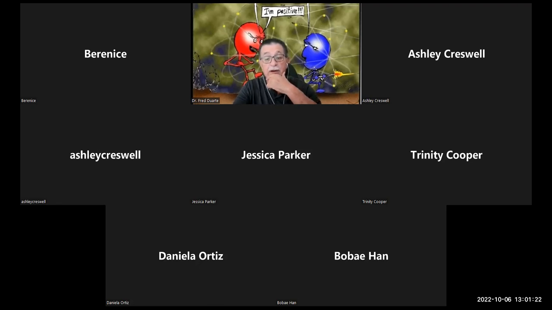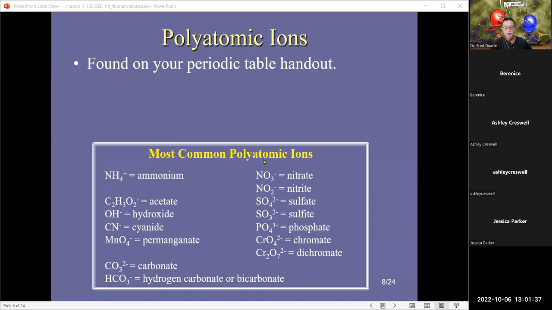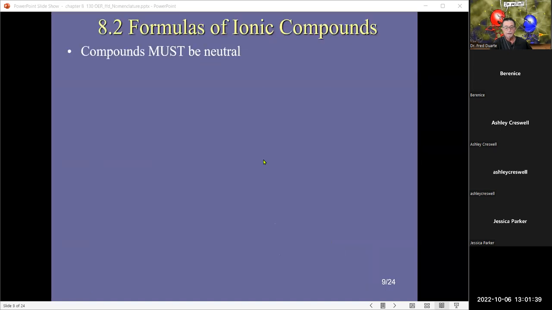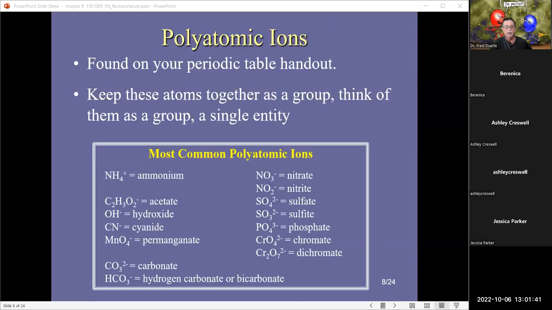All right, then. Well, let us complete chapter 8, and then we'll jump on 9 and get that rolling. And let's see where we are. Okay, we ended up on this page, but just a quick rehash.